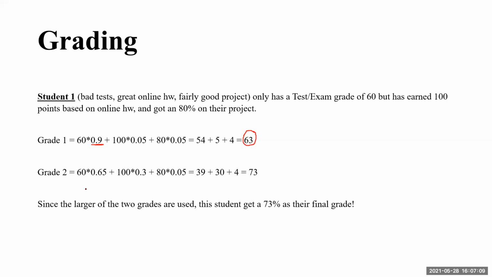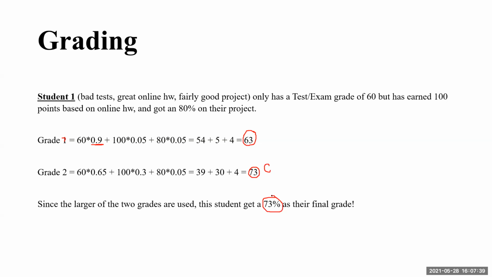Now, on the other end of the spectrum, for grade 2, which actually I'm realizing this is actually their grade. No, this was right. Grade 1. That was right. Grade 2, they got a 60 on 65% of their grade. They got a 100% on their homework, and they got an 80% on their project. That actually comes out to a 73, which is a C. This student gets a C. That's the highest of the two grades.